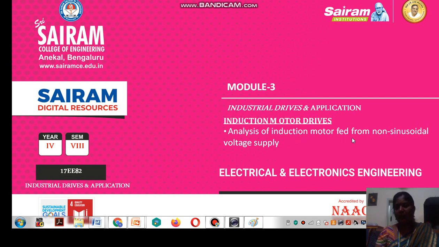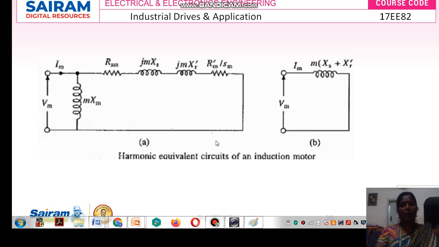So, in continuation to non-sinusoidal supply voltage, we are going to discuss induction motor drives under the third module. This is the harmonic equivalent circuit of the induction motor. I have told what different types of harmonics will occur because of the non-sinusoidal supply. Now here we are going to discuss the harmonic equivalent circuit of the induction motor, and in this diagram we have the stator reactance and rotor reactance per phase.